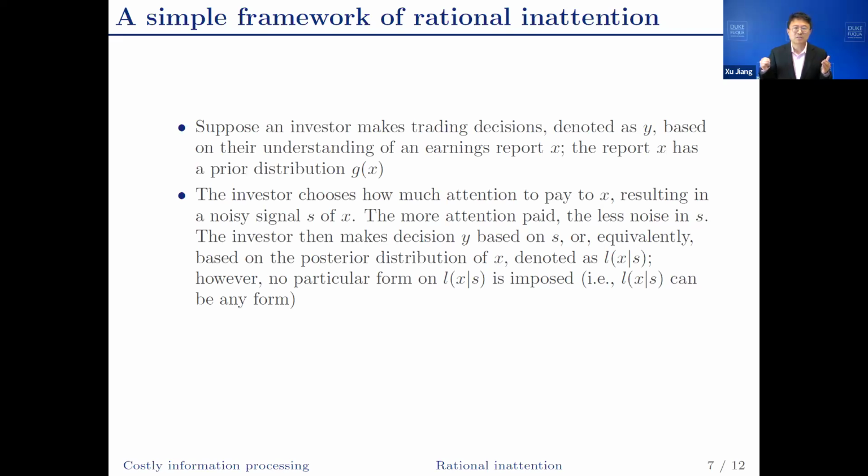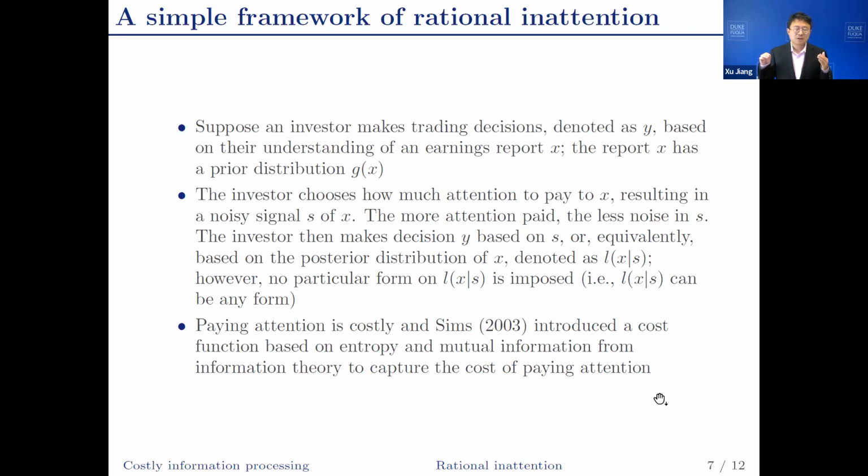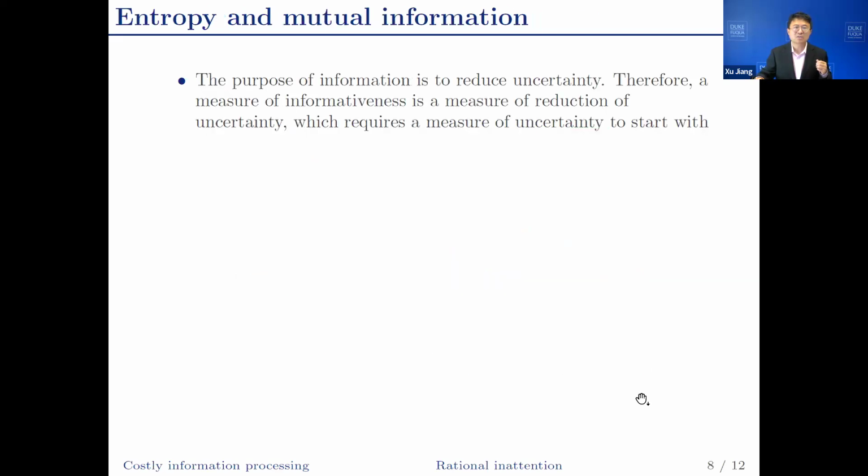The investor then makes a decision based on S, or equivalently based on the posterior distribution of X given S, which is f(X|S). However, we assume no particular form on the posterior distribution. The posterior distribution can take any form. It depends on which parts the investor wants to pay more attention to. And of course, paying attention is costly. Sims introduced a cost function based on entropy and mutual information, which is deeply rooted in information theory. Sims used this concept to capture the cost of paying attention. So let's look at what entropy and mutual information mean.